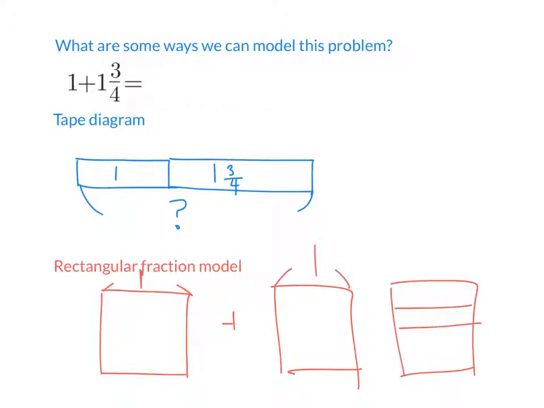And how would I draw 3/4? Well, I have to split it into 4 sections. Here's the first one. Here's the second one. And how many of these fourths would I need to color in? 3. 1, 2, 3. And I would, of course, label this over here as 3/4. Do you see how that's using a rectangular fraction model to model 1 plus 1 3/4? Yep. Okay, take a minute to make sure your notes are complete.